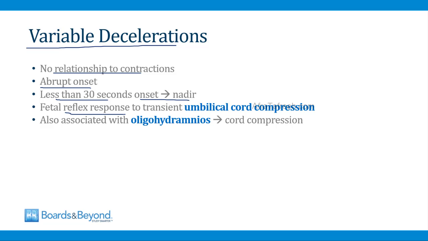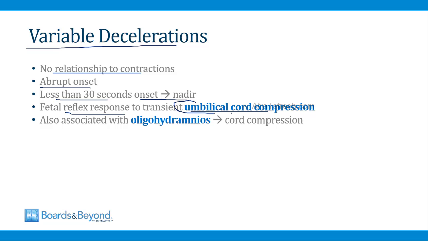They represent a fetal reflex response to transient umbilical cord compression. So remember that early and late decelerations are caused by uterine contractions. In early decels, the uterine contractions are compressing the head. In late decelerations, the contractions are causing placental insufficiency. In the case of variable decelerations, they have nothing to do with uterine contractions.